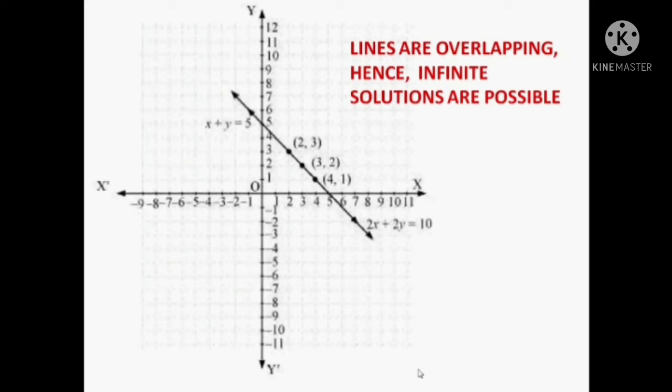Now, in this case, we are plotting all these values. Here we can see that x plus y is equal to 5 is our equation, and this is 2x plus 2y is equal to 10, but they are one and the same. Lines are overlapping, hence infinite solutions are possible.